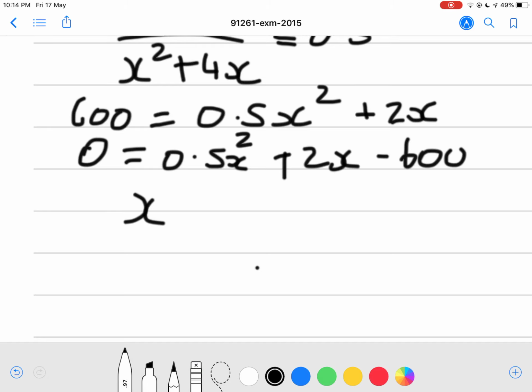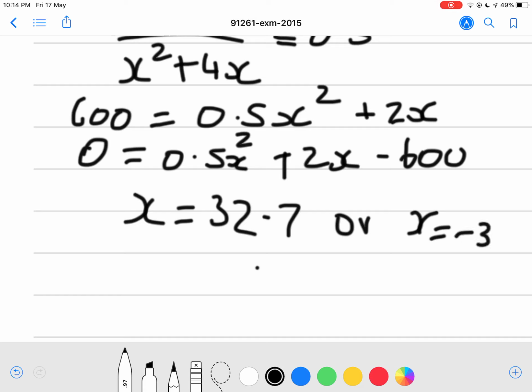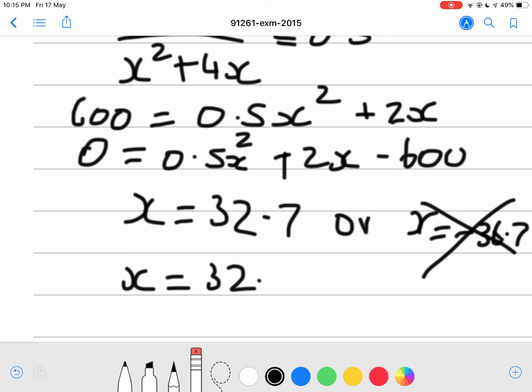x equals to 32.7 or x equals to negative 36.7. So you should know by now that you can't have a negative speed. It's impossible for David and Sion to be cycling at a negative speed, okay? That's impossible, so we're just going to say that's an impossible solution. And we're going to say that x equals to 32.7 kilometers per hour.